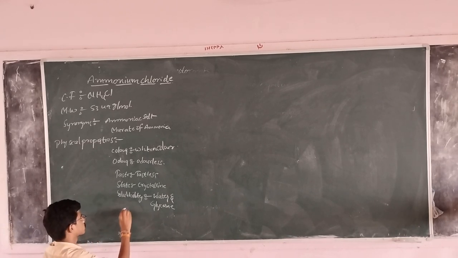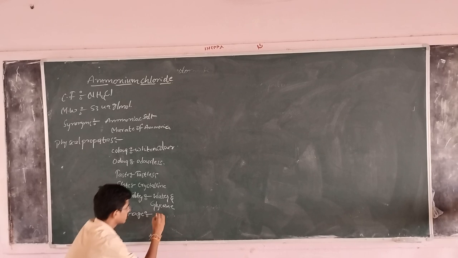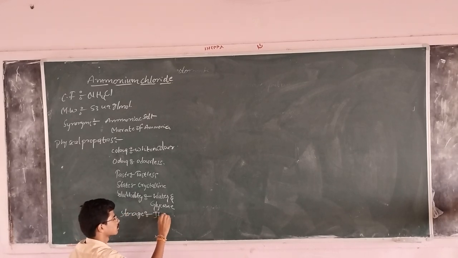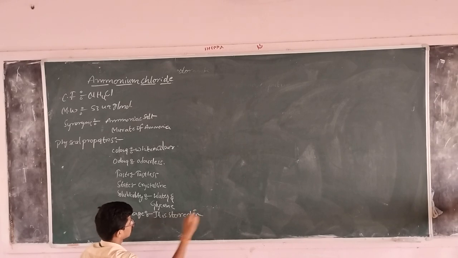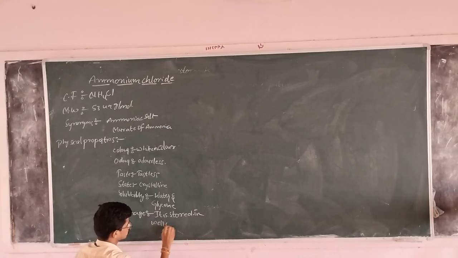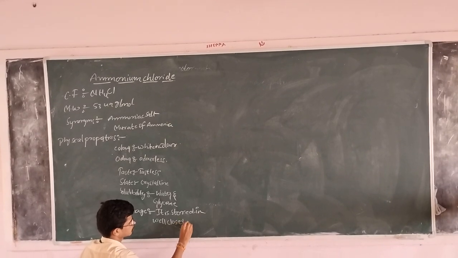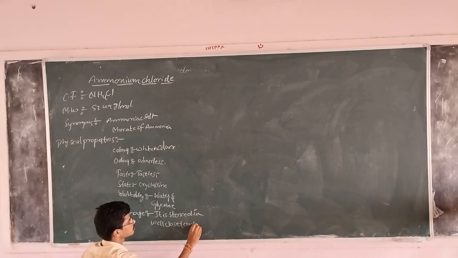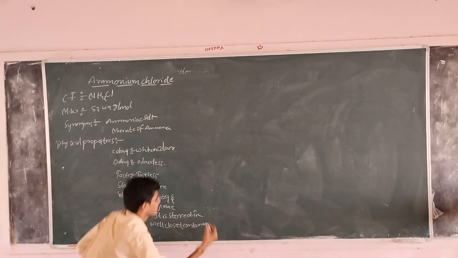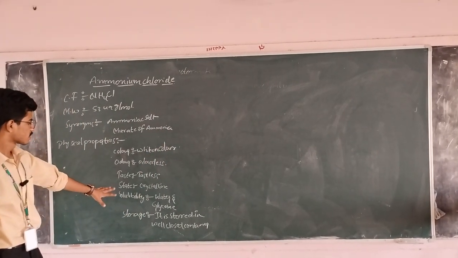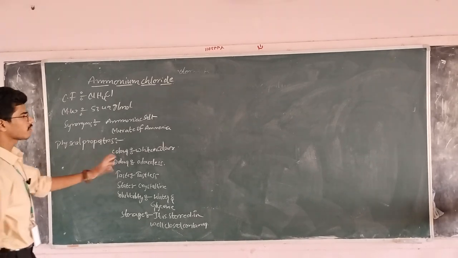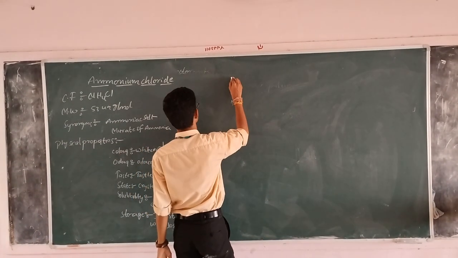Its storage: it is stored in a well closed container. These are the physical properties: color, odor, taste, state, solubility and storage. And we are going to discuss the chemical properties.